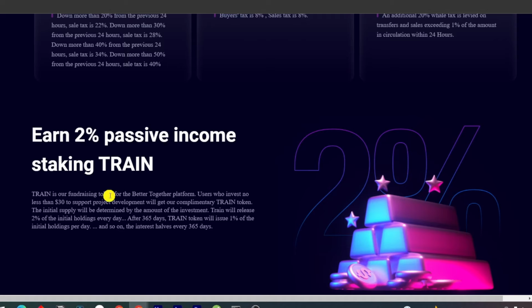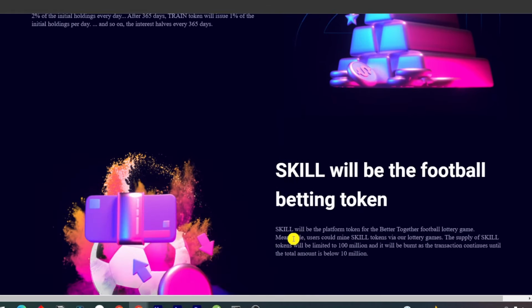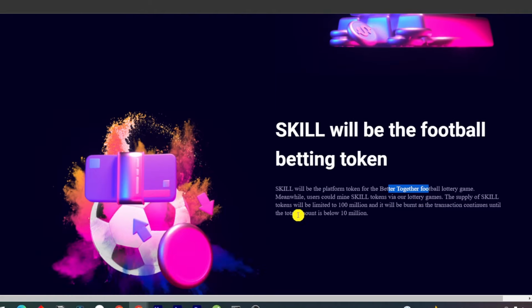You can earn 2% passive income for staking Train. Train is going to be the fundraising token for the Better Together platform. If you purchase the token and stake it, you're going to get about 1% of your initial holding per day, and after that, it's going to halve every 365 days. When you bet on this platform, because it's going to be a football lottery system where you can bet on the teams, they're going to use the Skill token. The Skill token is the platform token for the Better Together football lottery game. You can also mine the Skill tokens via the lottery games. You're going to find out all this information once the project launches.